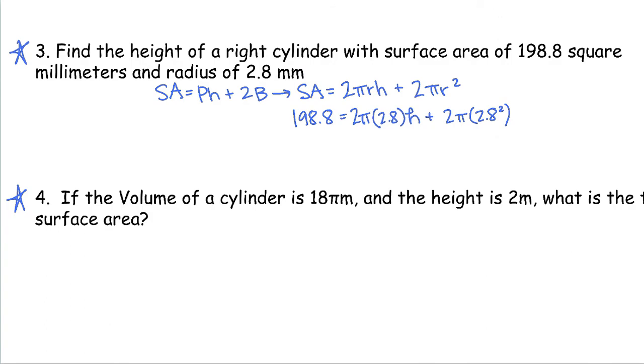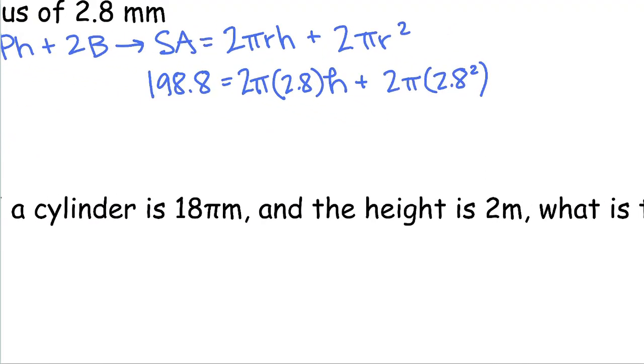Okay, what we want to do is take this apart just like we would an algebra equation. So over here on the left-hand side, if we have 24 is equal to, I don't know, 2x plus 8, right? We subtract the 8 to get our 16, and then we divide by 2 to leave the x by itself. That's exactly what we're going to do over here. We are going to subtract this 2π times 2.8 squared.